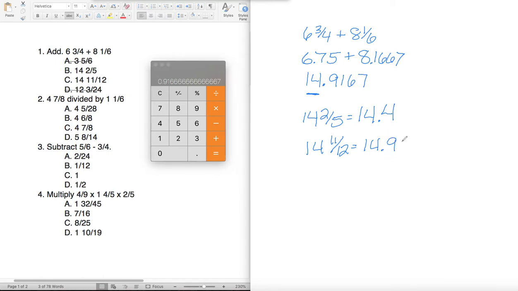So 14.9167 matches the answer that we got for the addition problem, and therefore 14 and 11/12, answer C, is the correct answer. So just to review the steps, in all cases, we're going to take any fractions, convert them to decimals, and then do the decimal addition, subtraction, multiplication, or division in the calculator.